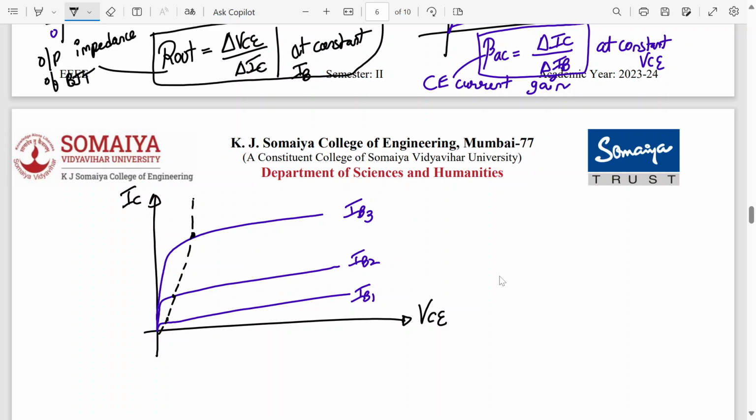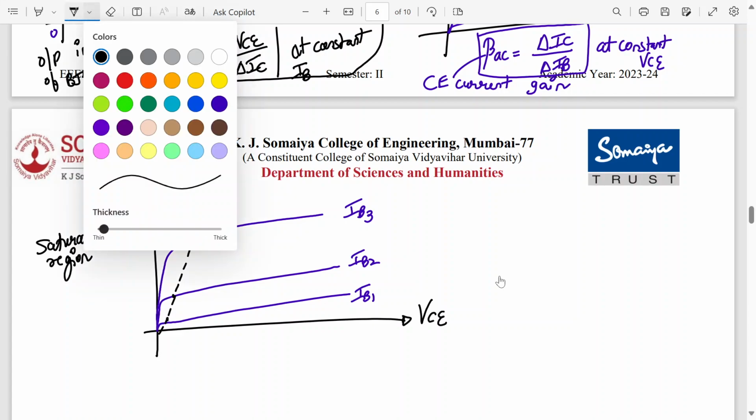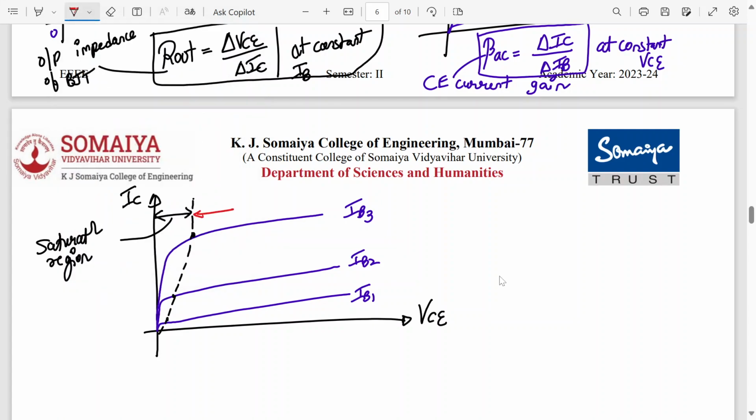If I am in this region of operation, I am in the saturation mode. This is the saturation region. I'll explain this tomorrow, but right now I'm just giving you the information. This is the active region. And there will be one curve which is almost parallel to the x-axis, where we can say it's the cutoff region, where there is a slight amount of current present, which is the leakage current. So this is called the cutoff region.